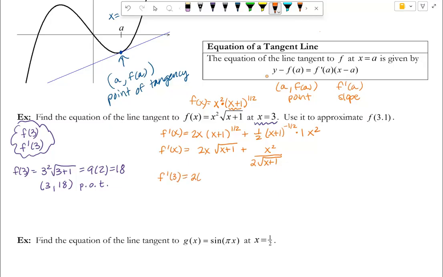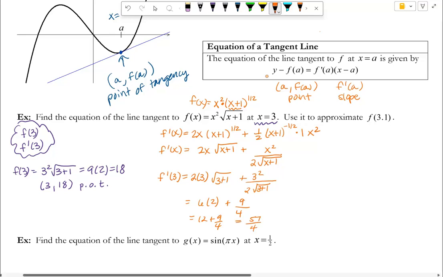So I'm going to plug in my 3 now. So 2 times 3 times the square root of 3 plus 1, plus 3 squared over 2 times the square root of 3 plus 1. So we end up getting 6 times 2, since the square root of 3 plus 1 is 2, plus 9 over 2 times 2, so 9/4. So we have 12 plus 9/4, which is 48/4 plus 9/4, which is 57/4. So f prime of 3 is equal to 57/4.